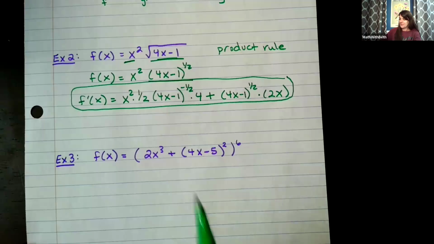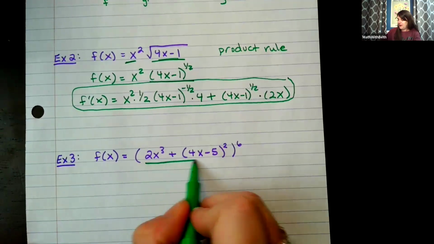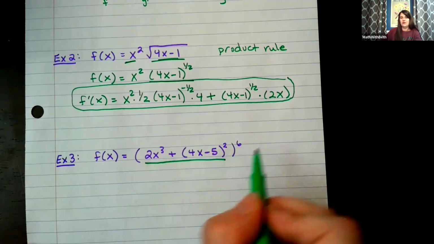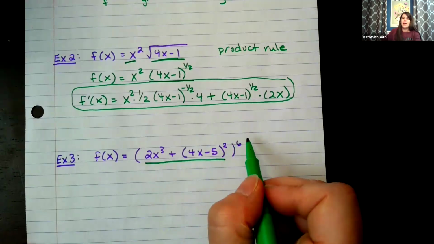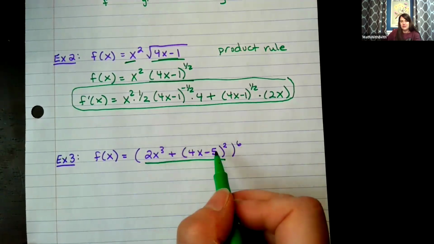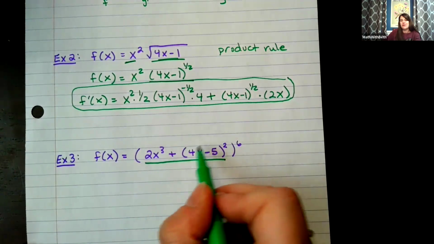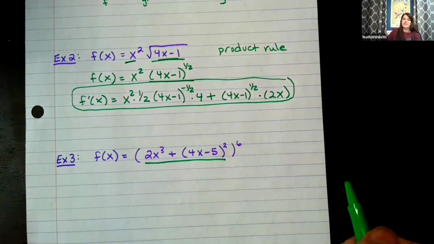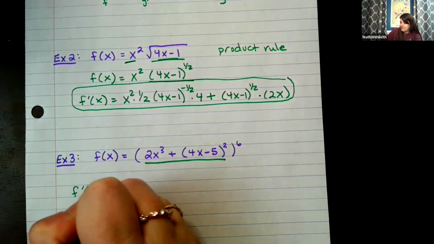Last one though, this is clearly a composition because there's a big old function in here raised to the 6th power. But when I go to do the inside part eventually, do you see I have another function inside a function? So we're going to end up needing the chain rule twice. So let's talk it through.